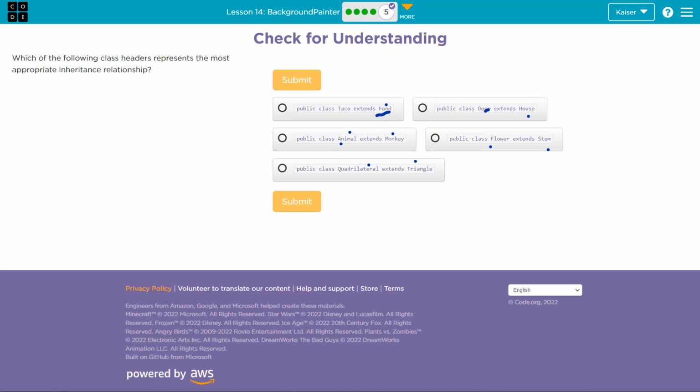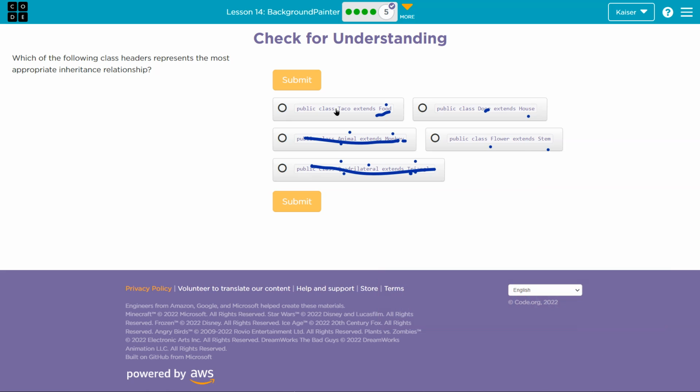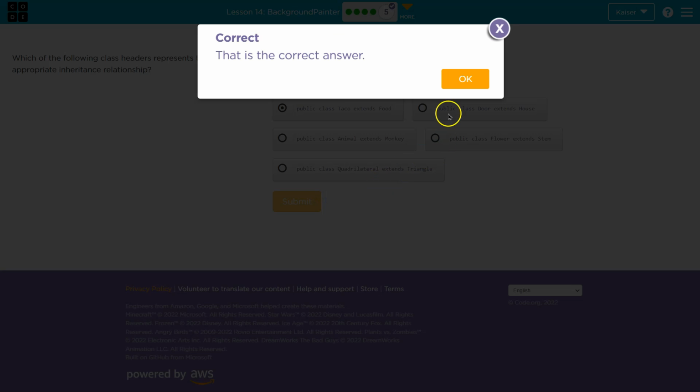Triangle, quadrilateral. Well, this is problematic because quad means four, and tri means three. So this would be a four-sided figure, three-sided. So that's a triple. This is definitely a no because of the parent. That doesn't make as much sense to me. Flower and stem, I'm going to go with that. Cool. Onward.